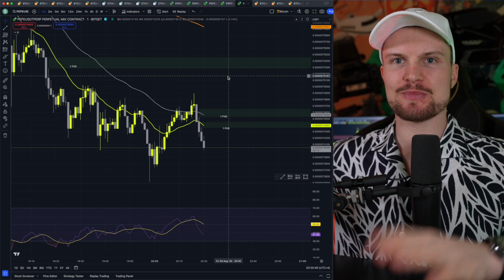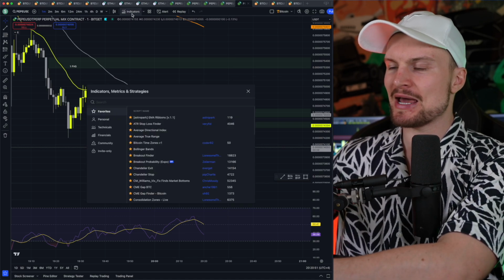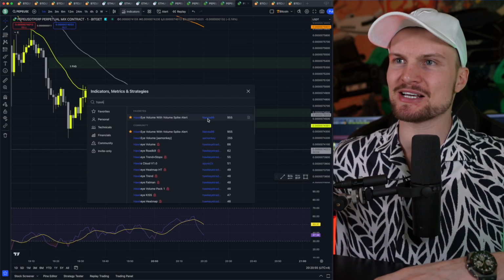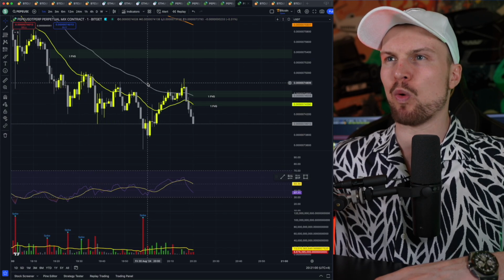Indicator number 5. Now this also is really helpful. It's the Hawkeye volume. Just type in HAWK and select this one right here from NADA86, and I also have it here in my favorite list. Click on it, and this only has one purpose.